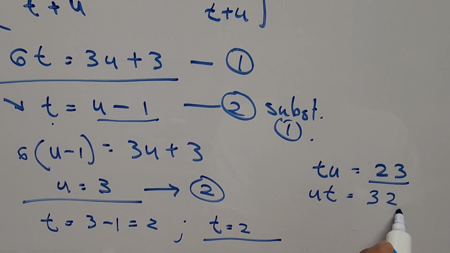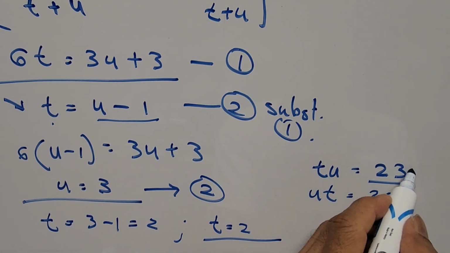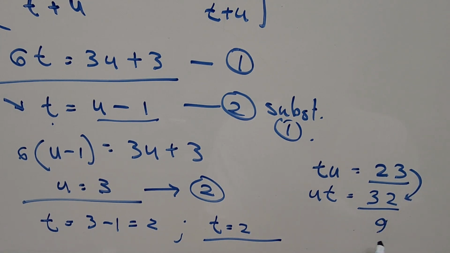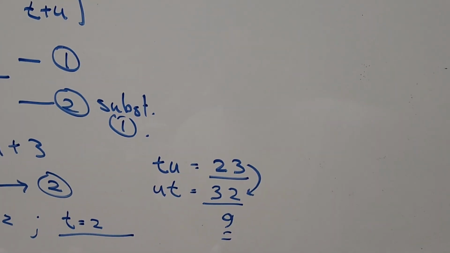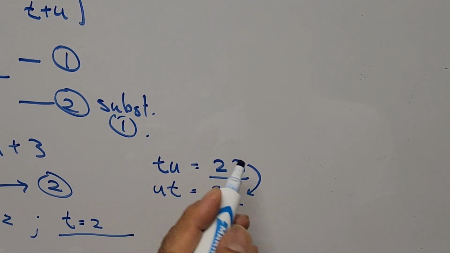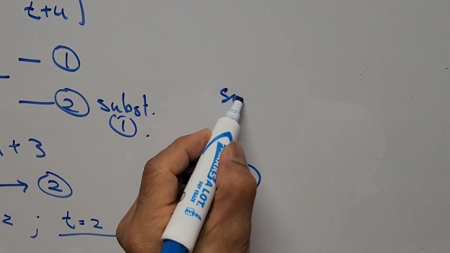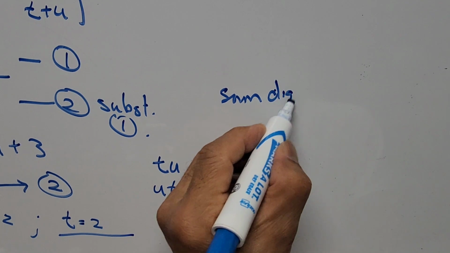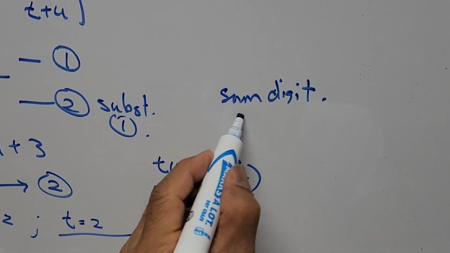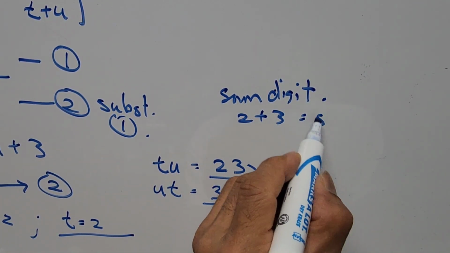Now let's verify. The new number, the reverse number, is 32. The original number is 23. What's the difference? It's 9, right? We subtract the smaller one from the bigger one, it will become 9. And based on our word problem, it says there, if the number is divided by the sum of its digits. What is the sum of its digits? The 2 plus 3, right? The sum of its digits, that is 2 plus 3 equals 5.